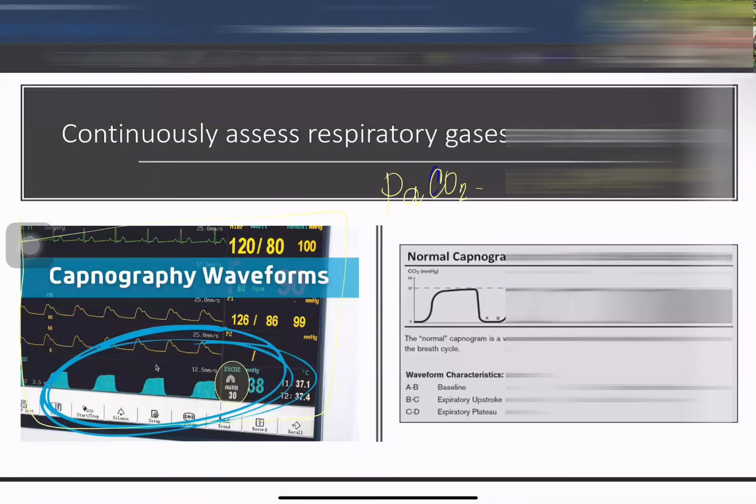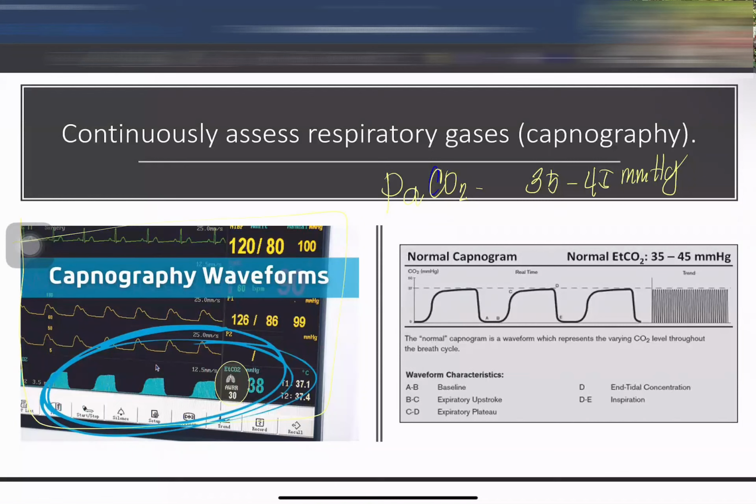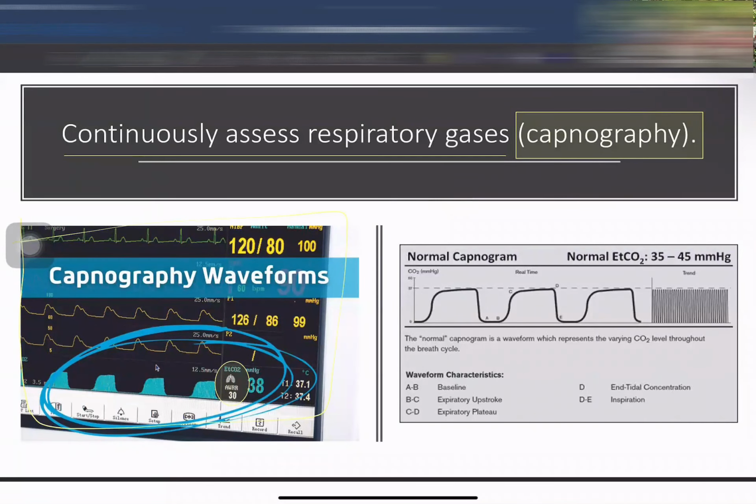So hello once again. This discussion is still on the equipment that could be used to monitor the hemodynamic status of our patient. Among the equipment used is what you refer to as your capnography. When I say capnography, dear students, it could continuously assess your respiratory gases.